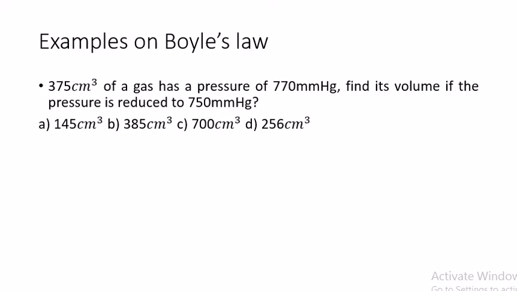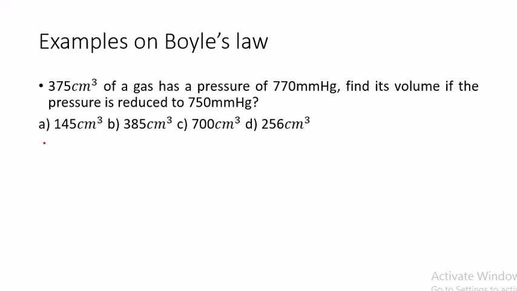We have a question here on Boyle's law. It says 375 centimeter cube of a gas has a pressure of 770 millimeter mercury. Find its volume if the pressure is reduced to 750 millimeter mercury. You have to know that the unit of pressure is millimeter mercury, and we also have other units. Try to go through our previous lesson on kinetic theory of gas. You understand what I'm saying?